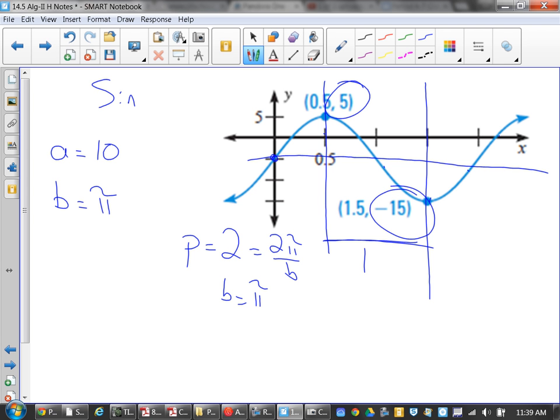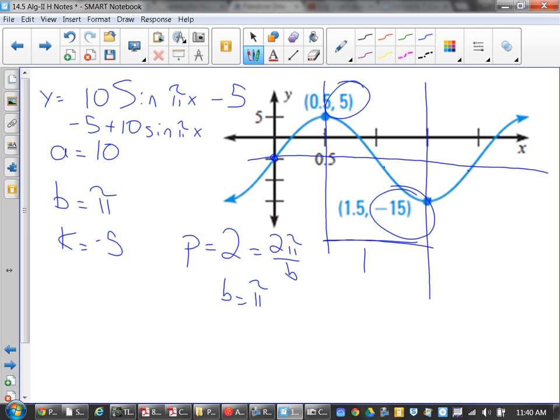Now, take a look at what happened to the origin. We know that the sine graph would start at 0 and it went down how many? 5. So what's your k value? Negative 5. Very good. Put it all together. Sine graph equals 10 sine pi x minus 5. Not in parentheses. This is a good candidate for putting the negative 5 plus 10 sine pi x, because you guys might have a tendency to want to throw a parenthesis around it, because that's normally what we would want to have.